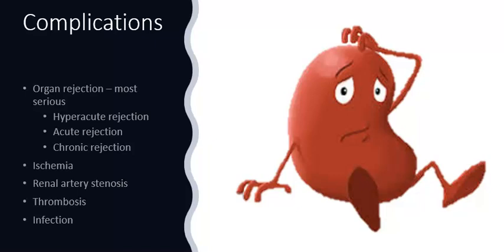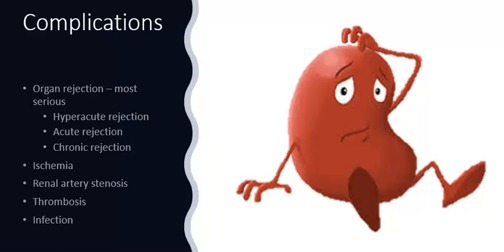Some complications: organ rejection. You have hyperacute, which occurs within 48 hours after the transplant, which can cause some small blood clots to form in the transplanted kidney and occlude vessels. They may have fever, hypertension, and pain at the site. For hyperacute rejection, they will have to remove the kidney.